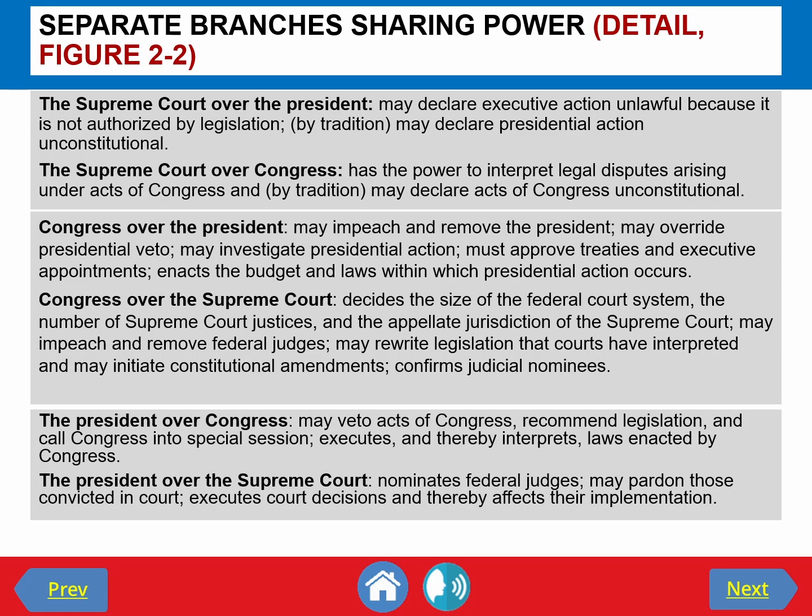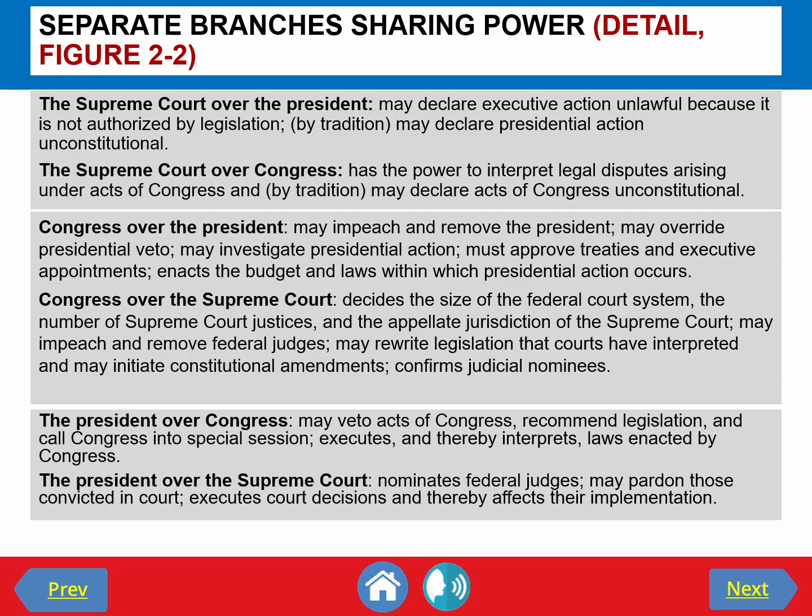Let's extend our understanding of checks and balances into even further detail, as shown in Figure 2-2 of your textbook. The Supreme Court, in its power to check over the President and the executive branch, may declare an executive action unlawful because it is not authorized by legislation, and by way of judicial tradition and common law, may declare a presidential action unconstitutional if it appears to violate provisions of the Constitution.